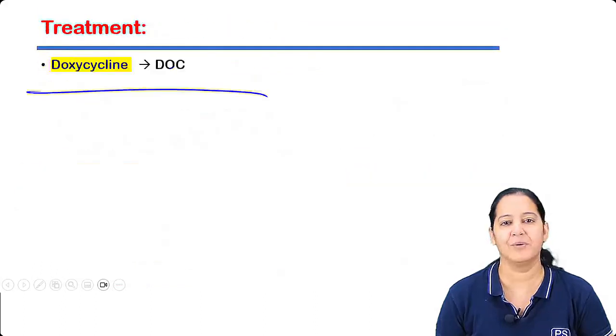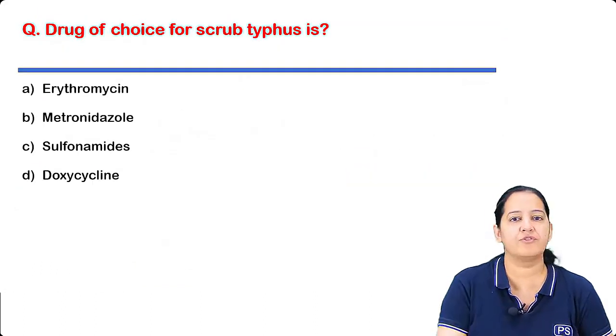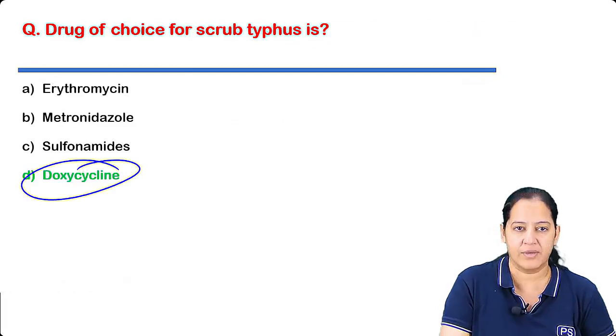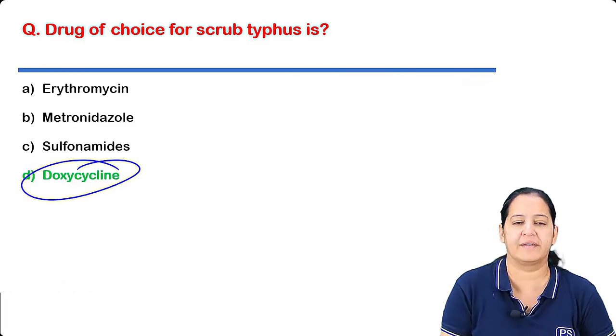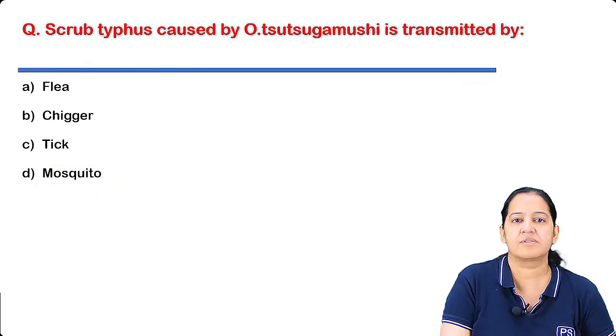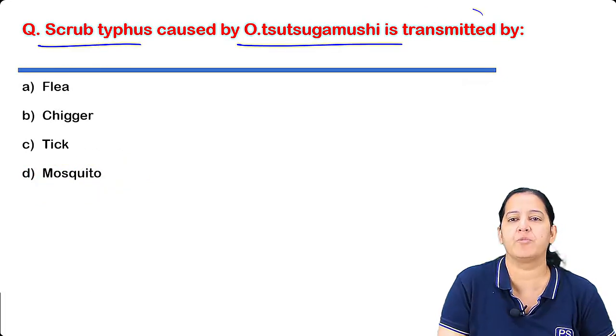Okay, a few more questions. Drug of choice. In all of them, the drug of choice is doxycycline. Okay, the next question. Drug of choice is doxycycline. Okay, the next question. Scrub typhus caused by Orientia tsutsugamushi is transmitted by.